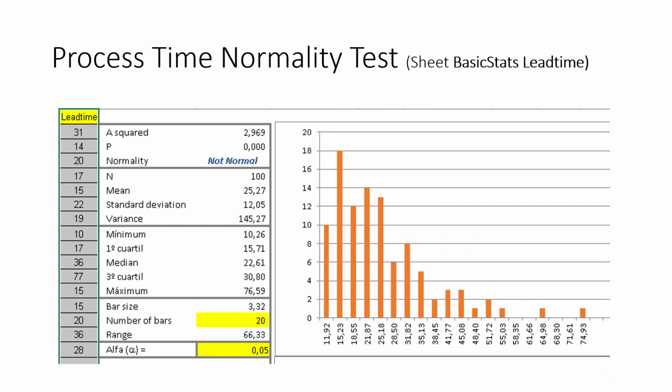In this case, the distribution is very skewed. So, lack of normality is confirmed. P is equal to 0, which is below 0.05. This is something common in time measurements.